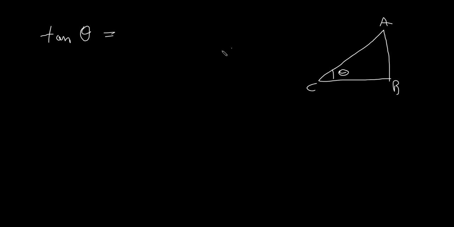We know that it is BC upon AB, because BC is the adjacent side and AB is the opposite side, and we know that tan theta is opposite over adjacent, so it's AB over BC.